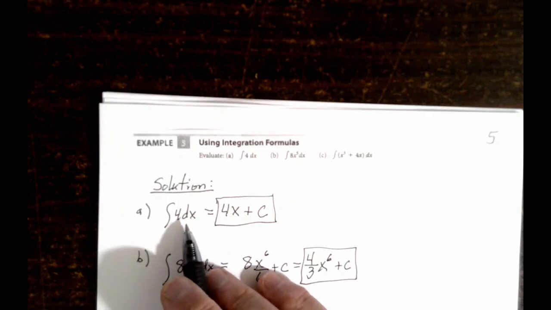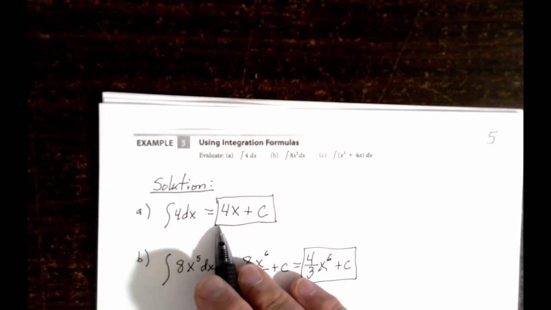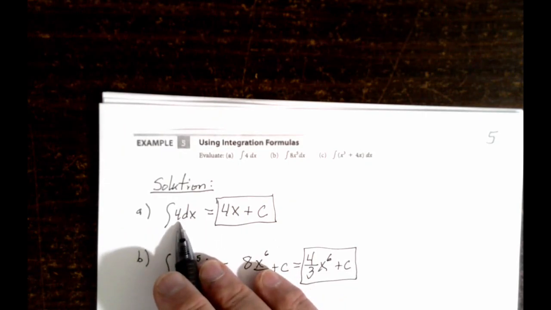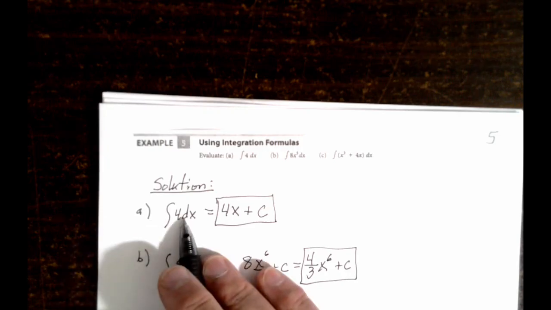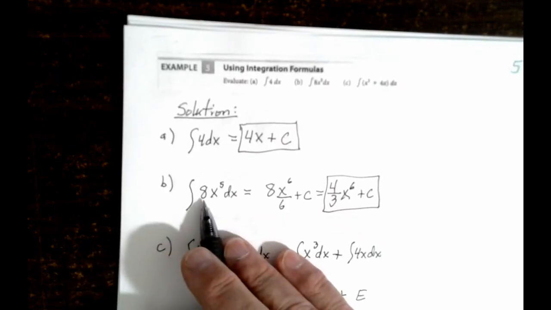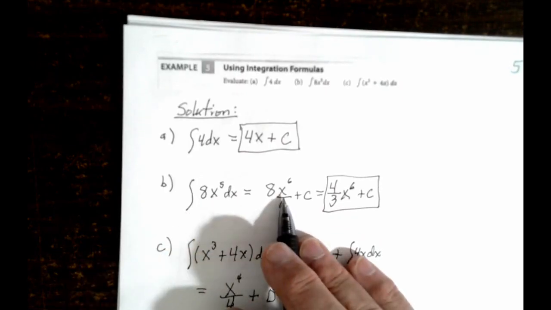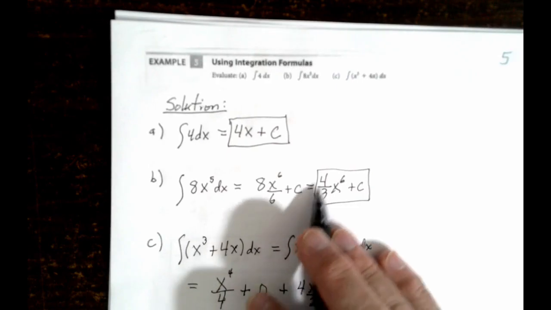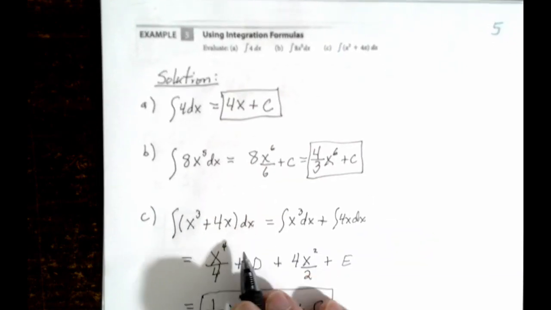Example 5a, the integral of 4. Well, you can bring the 4 out front, and the integral of dx is just x, so you get 4x. The integral of 8x to the 5th is 8x to the 6 over 6 plus c, which is 4/3 x to the 6 plus c.